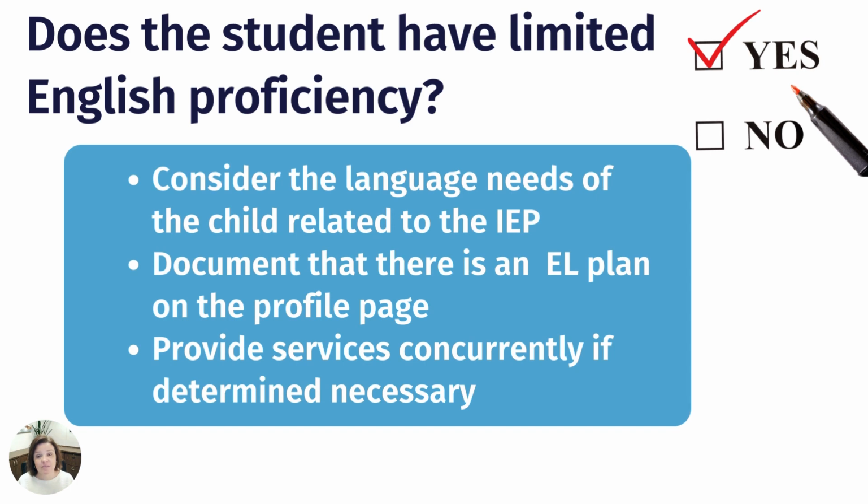Does the student have limited English proficiency? If yes, the IEP team must consider the language needs of the child related to the IEP. There should be documentation on the first page of the comprehensive student profile that an EL plan has been developed for the student. Students may receive both special education and English language services concurrently if the IEP determines both are appropriate.